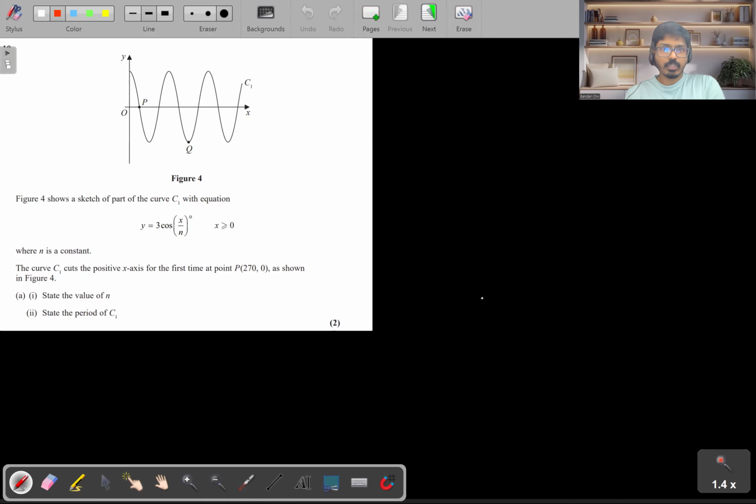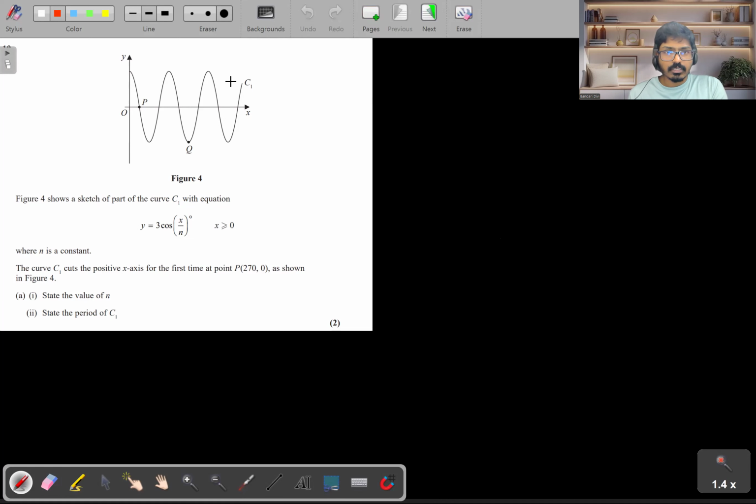Hello everyone. So we are going to do question number 10, October 2023. In this question, Figure 4 shows a sketch of part of the curve C1 with the equation y is equal to 3 cos(x/n) degrees, where x is greater than 0, and this is the curve C1. Here n is a constant.